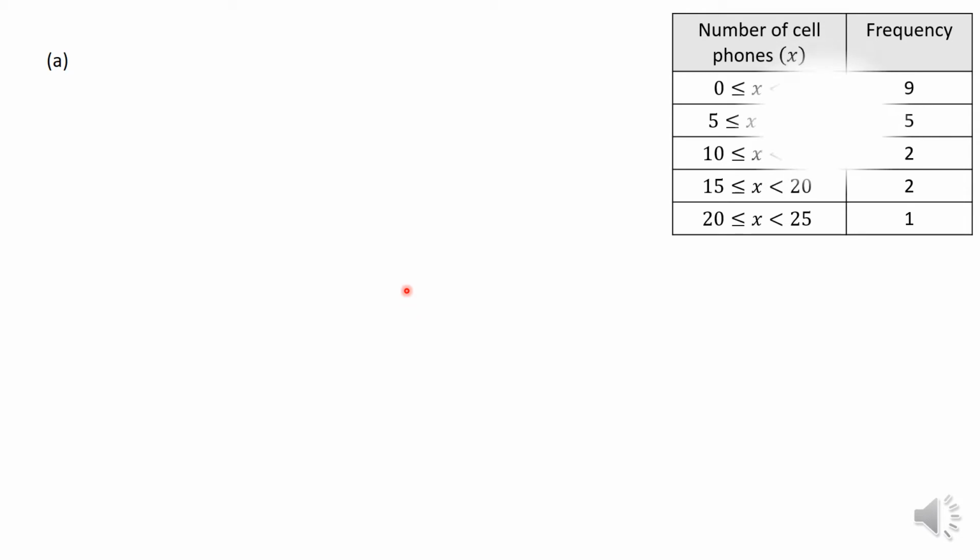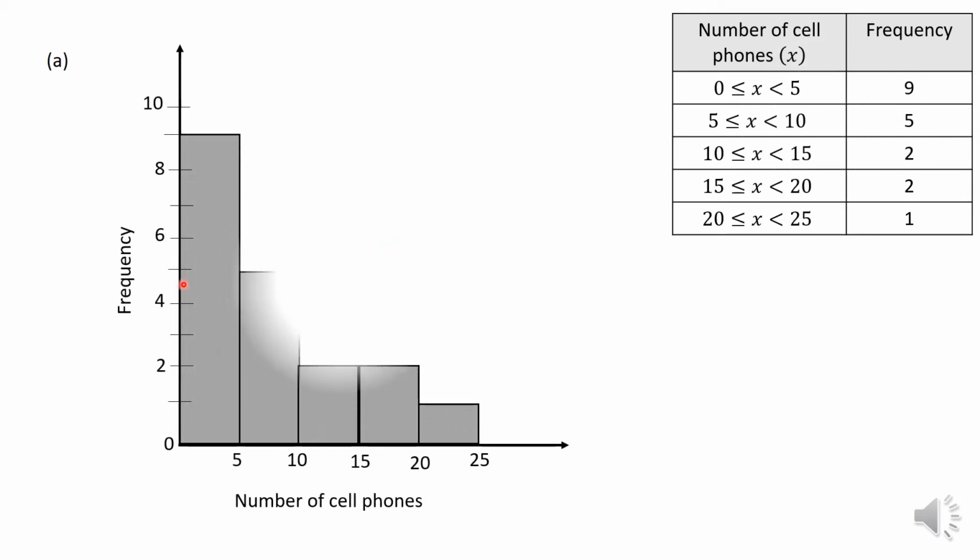Let's bring that table back and draw our histogram. It's very easy. It starts from 0 to 5 all the way up to 9 as indicated. You can see my vertical axis is labeled frequency, and my horizontal axis is labeled the number of cell phones. Between 5 and 10, for example, the frequency is 5, so the bar goes all the way up to 5. The class intervals are the same, so the widths of the rectangles are exactly the same.